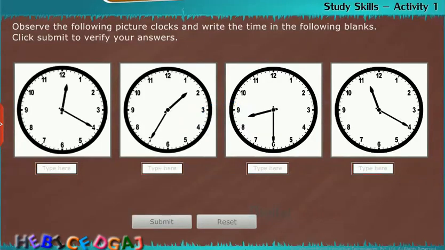Study skills, Activity 1. Observe the following picture clocks and write the time in the following blanks. Click Submit to verify your answers.